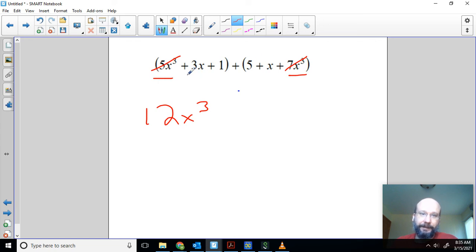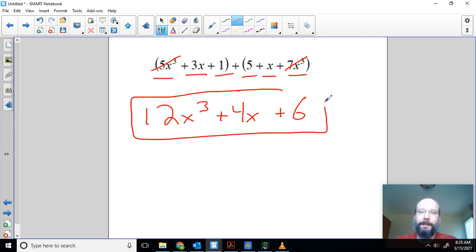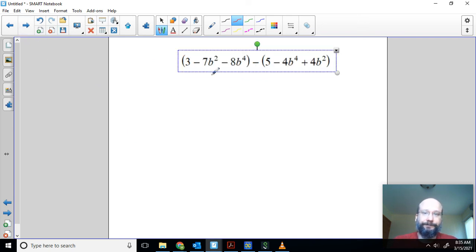Then I have x. So I have 3x and x. That would be 4x. And then I have 1 and 5, and that would be 6. 1 plus 5 is 6. And this would be my final answer. Right? It's a lot easier when there's not a negative. We're going to do one last one with a negative, this one.